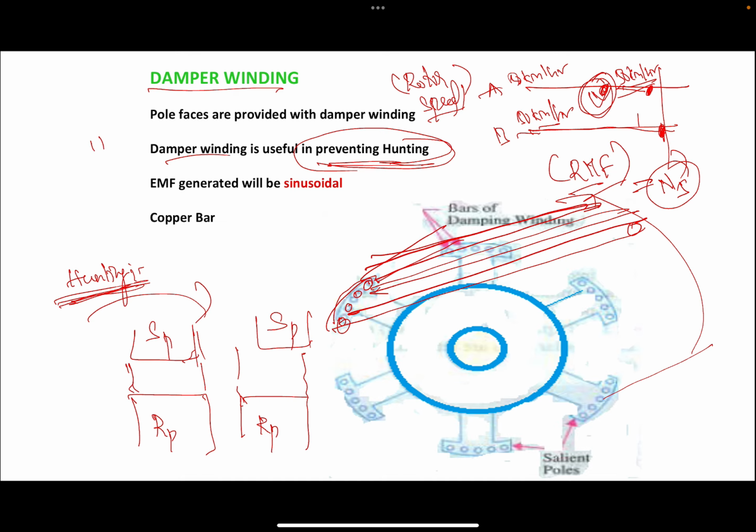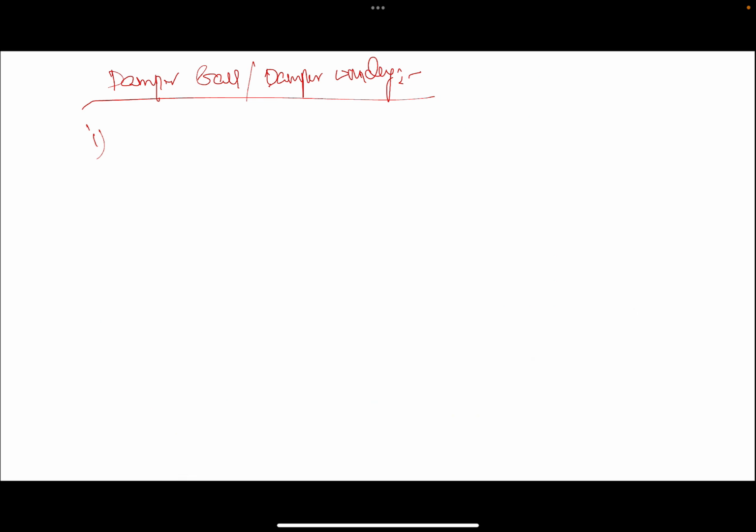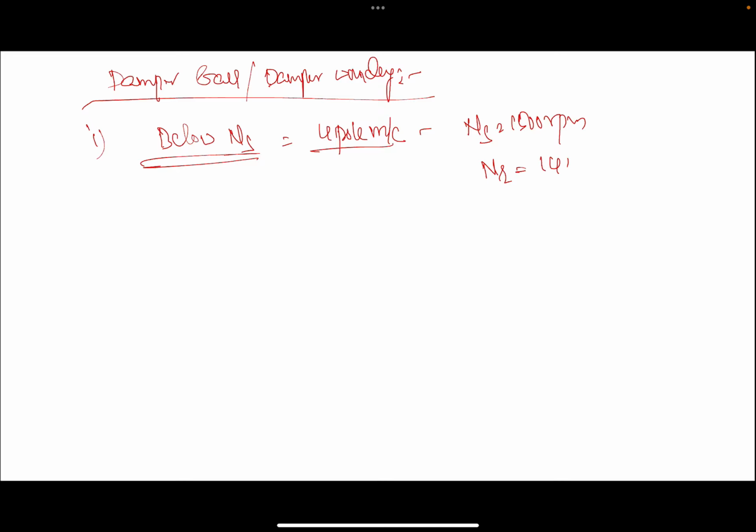So I can consider two possibilities here. One is below synchronous speed. Let's assume for a 4-pole machine the synchronous speed is 1500 rpm. If the rotor speed is decreased, say the rotor is rotating at 1490 rpm, though the machine is meant to rotate at 1500 rpm, it is just slightly pulled back. Now here, what is happening?